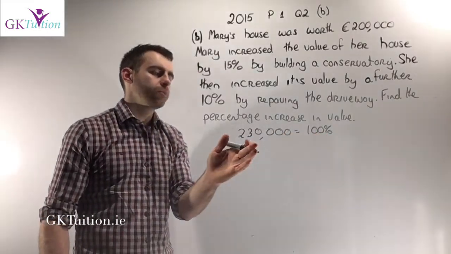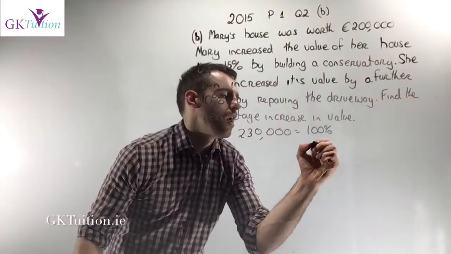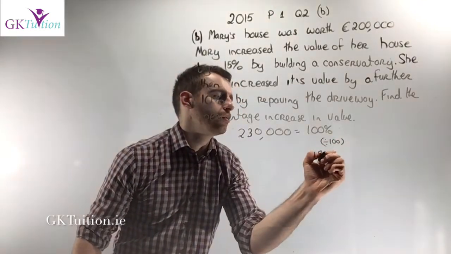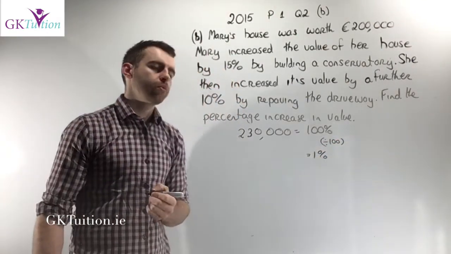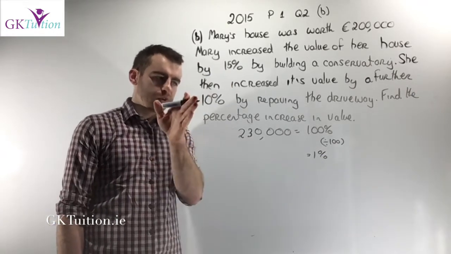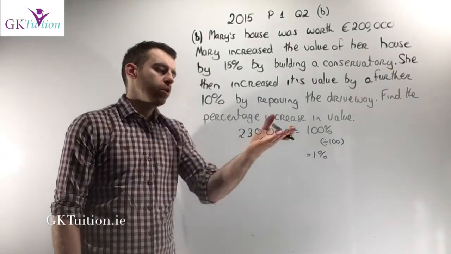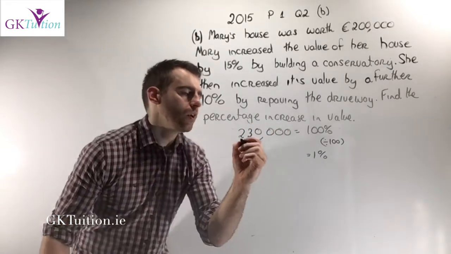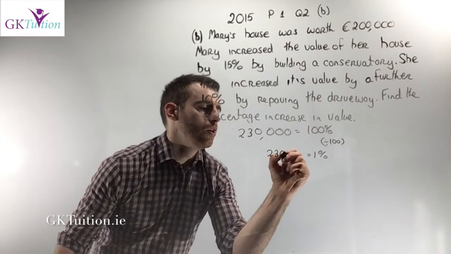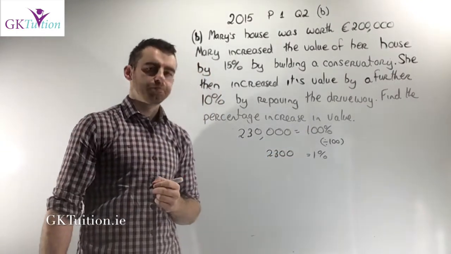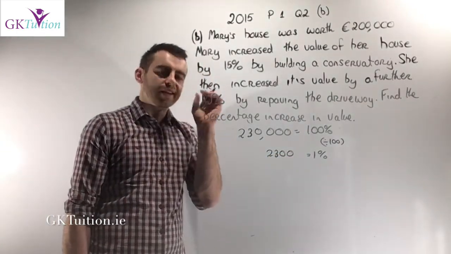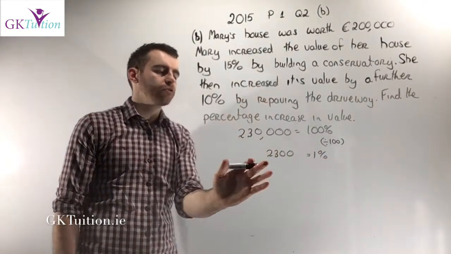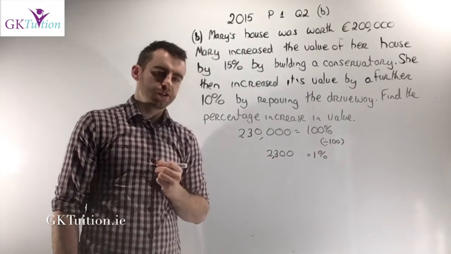So what I would suggest now is, once again, we're just going to get 1%. If I know that 100% is 230,000, I want to divide both sides by 100. If I divide both sides by 100, I'll work out what was 1% of the price of the house before she repaved the driveway. So you divide that side by 100 means I have to divide this side by 100. If you divide 230,000 by 100, you get 2,300. So I can say that 1% of the price of the house before she repaved the driveway was €2,300.